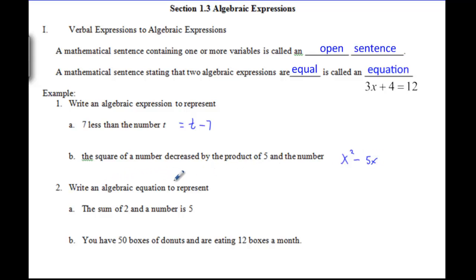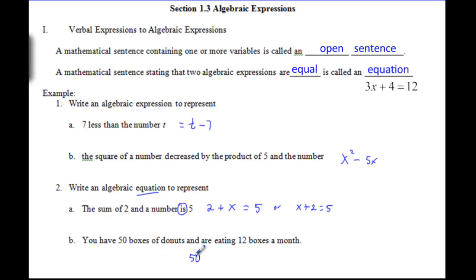Write an algebraic equation to represent the following. The sum of 2 and a number is 5. What you have to realize is we have an equation, so all equations are going to have an equals, usually in the form of "is." So is 5. The sum of what? 2 and a number. So let's call it 2 plus x, or we could look at it as x plus 2 equals 5. Either way works.